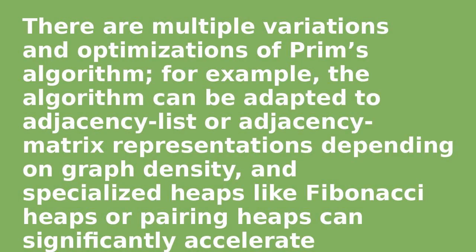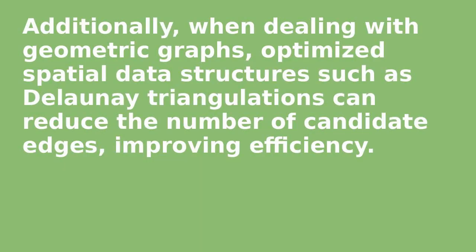There are multiple variations and optimizations of Prim's algorithm. For example, the algorithm can be adapted to adjacency list or adjacency matrix representations depending on graph density. And specialized heaps like Fibonacci heaps or pairing heaps can significantly accelerate performance for massive graphs, making it suitable for modern large-scale computational tasks. Additionally, when dealing with geometric graphs, optimized spatial data structures such as Delaunay triangulations can reduce the number of candidate edges, improving efficiency.